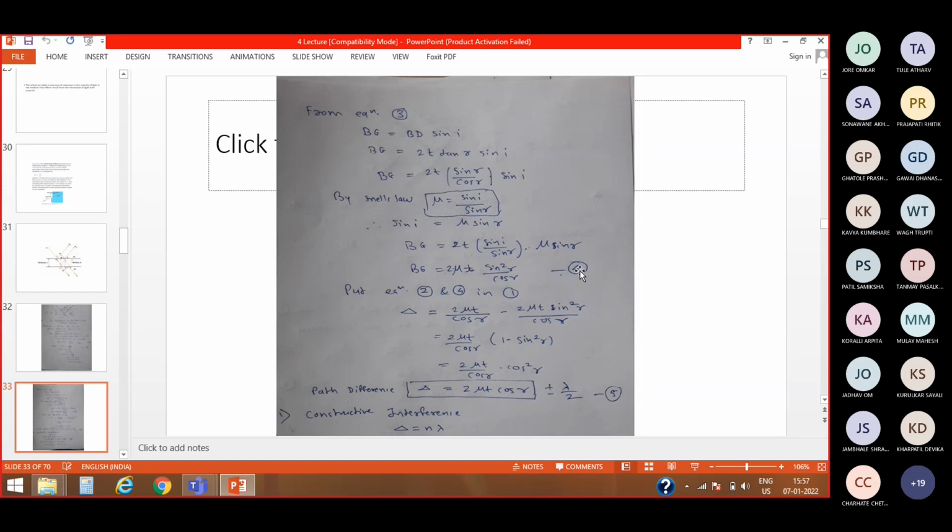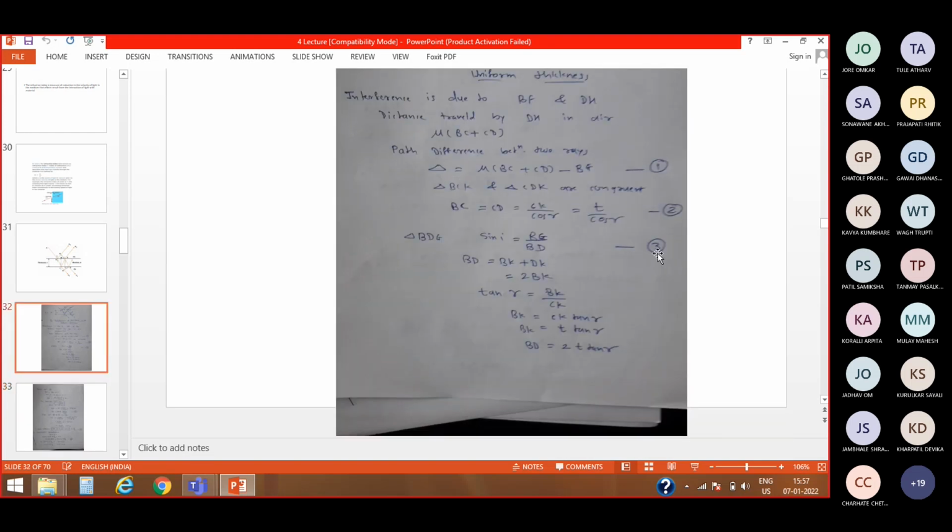Put equation number 2 and 4 in equation number 1. So this is equation number 4, that is BG is equal to 2 times mu into T into sin square R upon cos of R. Where am I putting this? In equation number 1. This is equation number 2 and this is equation number 1. What is equation number 1? Equation number 1 is the path difference between two rays. Delta is equal to mu into BC plus CD minus BG.